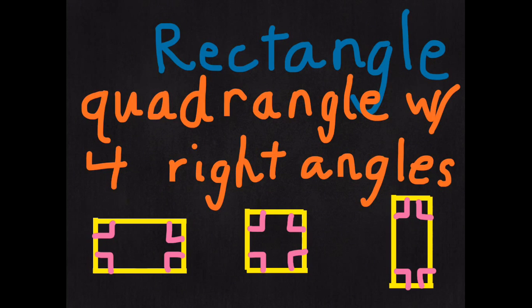And again, to show that these are right angles, you can draw the little squares in the corners. So 4 right angles. This also means for rectangles that the opposite sides are parallel. So you can see these sides are parallel, always in rectangles.